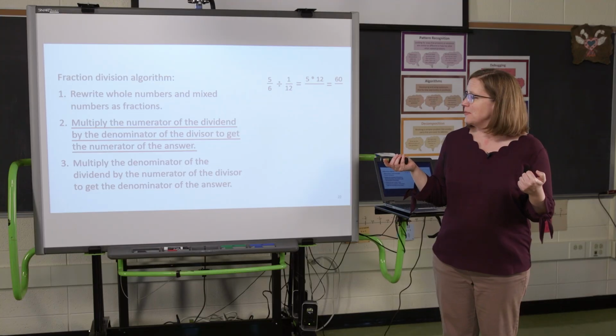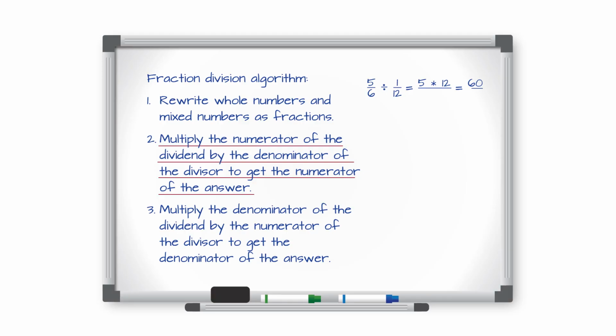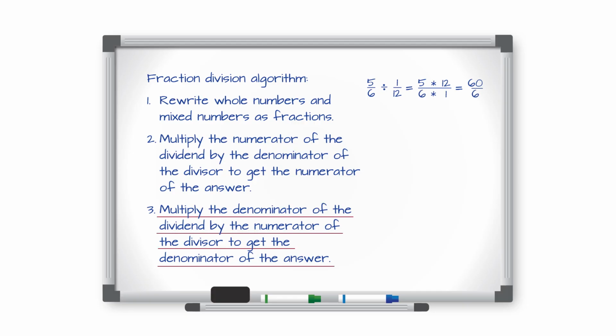Okay, then we multiply the numerator of the dividend by the denominator of the divisor to get the numerator of the answer. In this case, we end up with 5 times 12, 60 as the numerator of our answer. And then step 3 says, multiply the denominator of the dividend by the numerator of the divisor to get the denominator of the answer. So in this case, we have 6 times 1 is equal to 6. And our answer is 60/6.